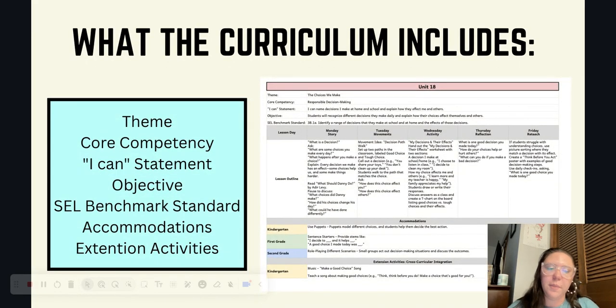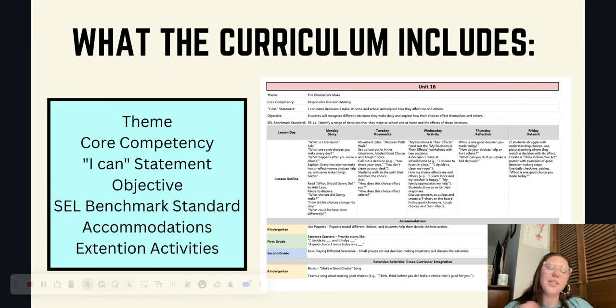So, what does my curriculum include? Well, each week is a unit, and in each unit, there is a theme, a core competency, an I can statement, an objective, and an SEL benchmark standard. All of these things are not going to change for the entire week. What does change is what's being taught each day. So every Monday there's a story, every Tuesday there's a movement, every Wednesday there's an activity, Thursdays are for reflections, and Fridays are for reteach.